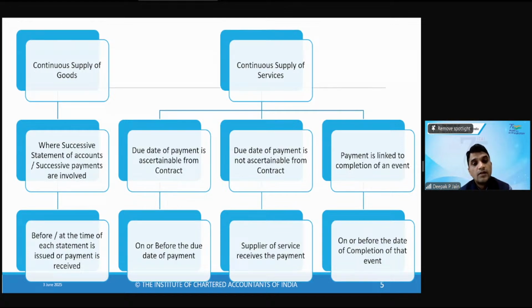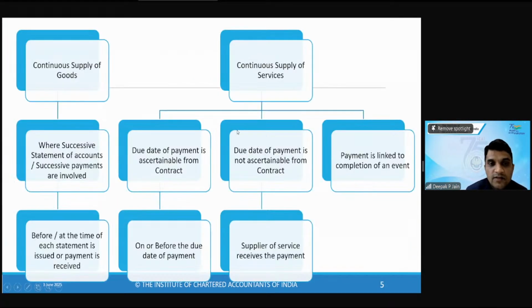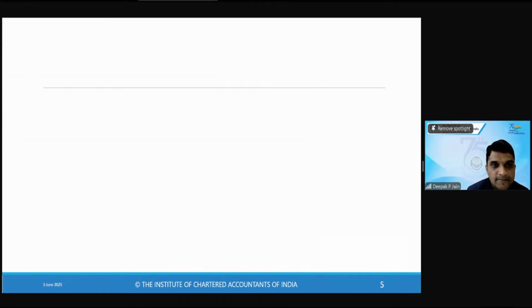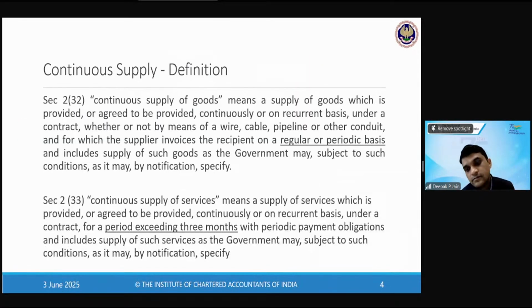It is about time, because in case of goods, it is movement on a continuous basis. But for services, there is no movement of goods, right? So again, I will share with you the definition of continuous supply of services. Then you decide and tell. There is a time limit. It says for a period exceeding 3 months.